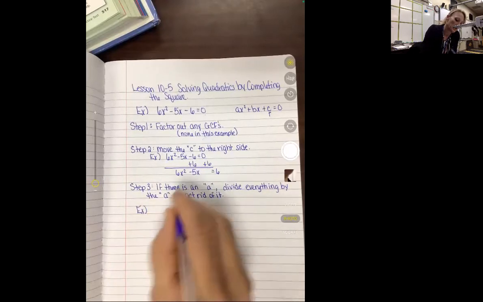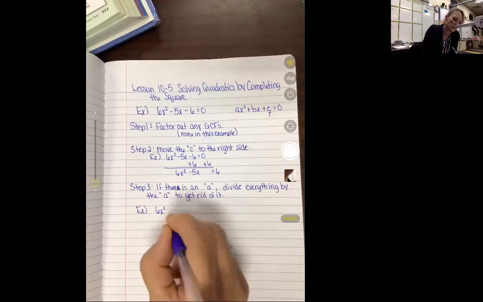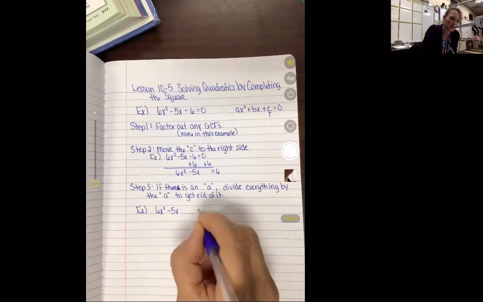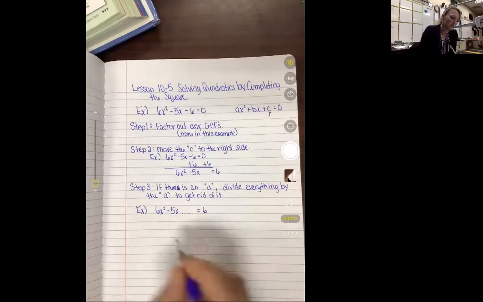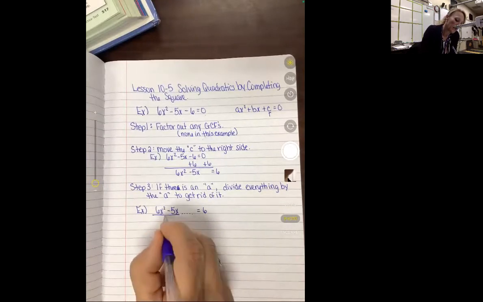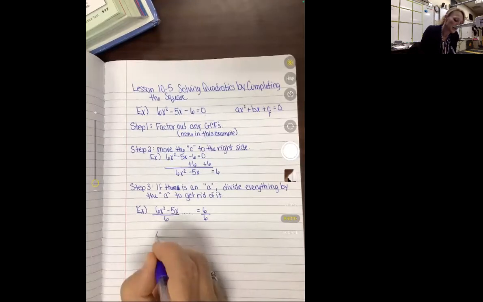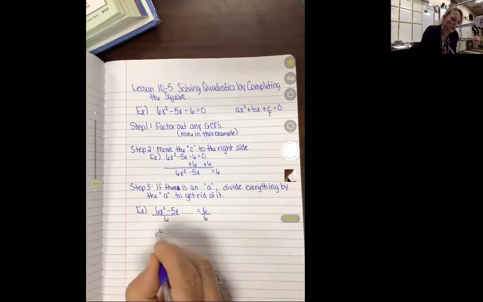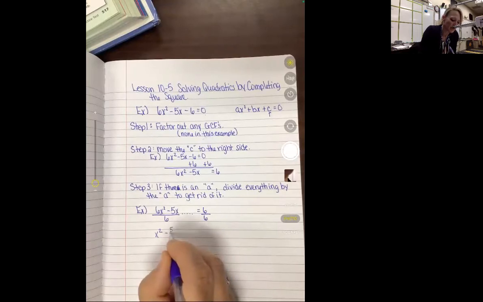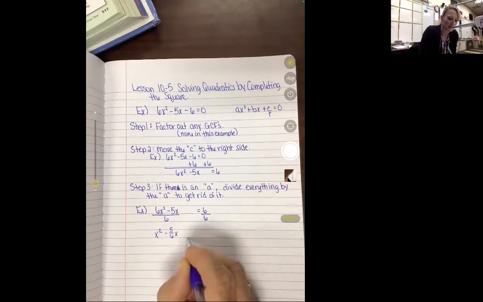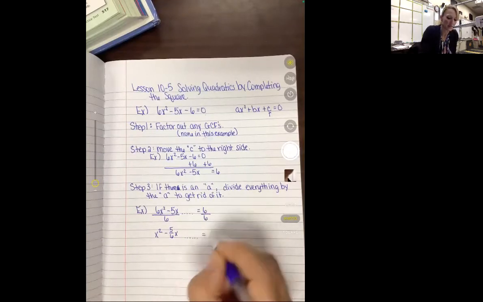So our example currently is 6x squared minus 5x. I'm going to leave a little space right here because I'm going to need that in a little bit, equals 6. So we are going to divide everything by 6. Remember, we can do whatever we want to an equation as long as we do it to both sides. So now this has become 6 over 6, which is 1, so x squared, minus 5 over 6x. Don't freak out about it being a fraction. It'll be okay. Again, we're going to leave this space, equals 6 divided by 6, which equals 1.